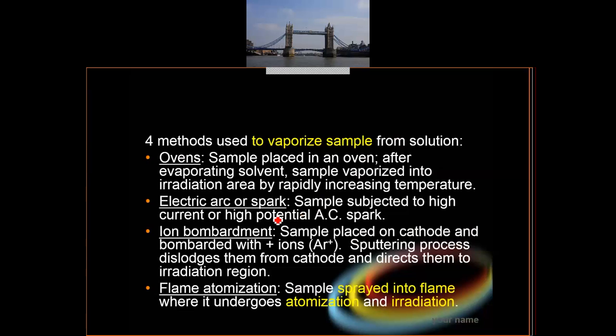Okay, we have four types of ways to vaporize the sample. We can use the oven, we can use electric arc or spark, we can use ion bombardment, we can also use flame atomization. The one that we've seen just now is the fourth one, flame atomization, where the process of making atom and also producing ion is done using fire, using flame.